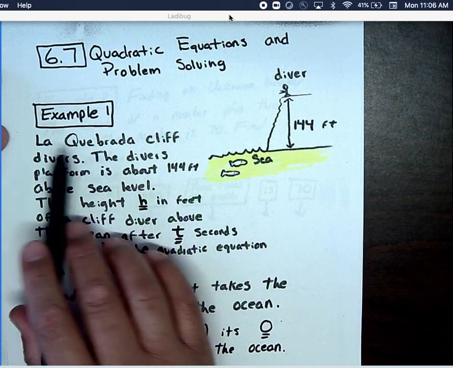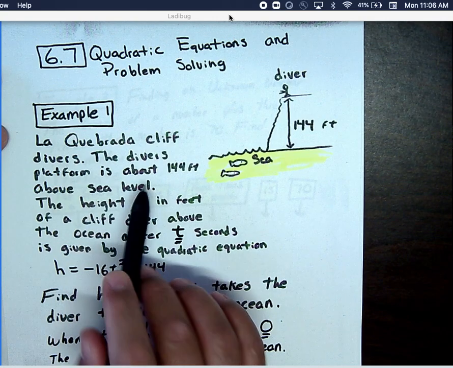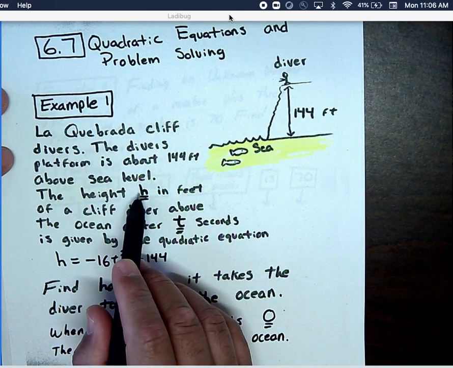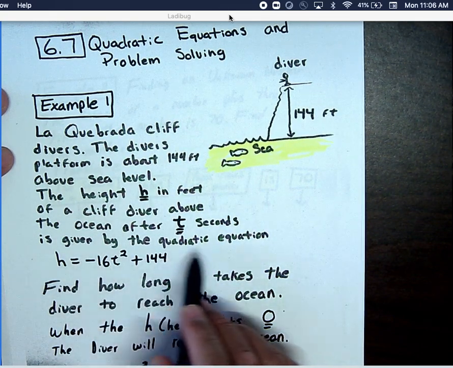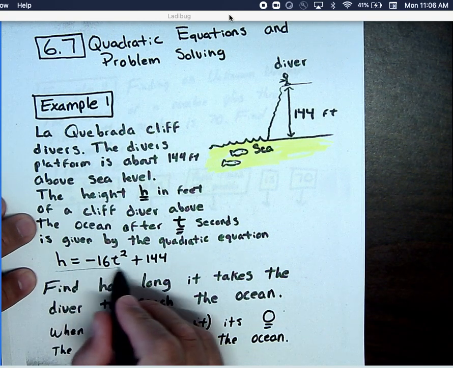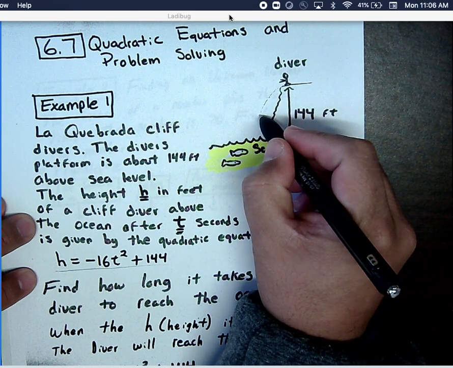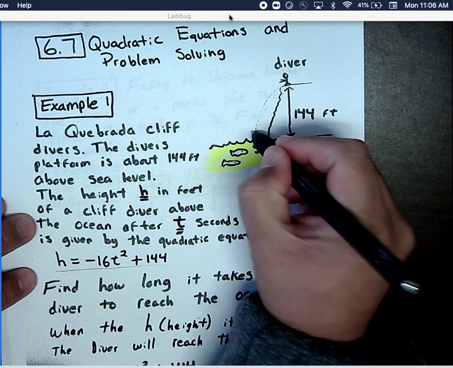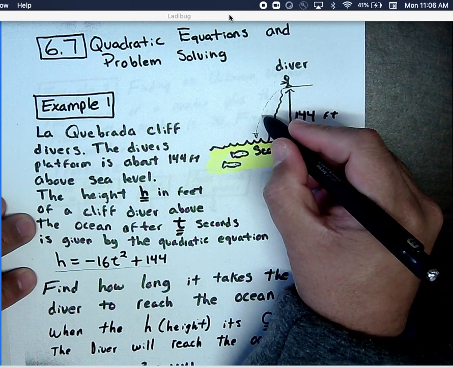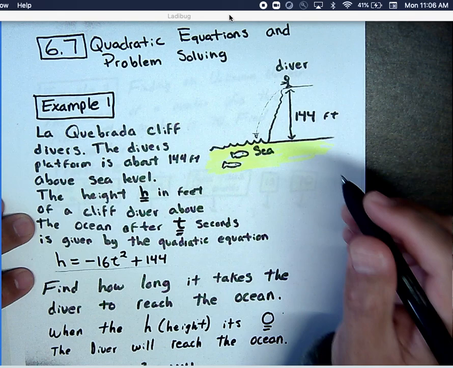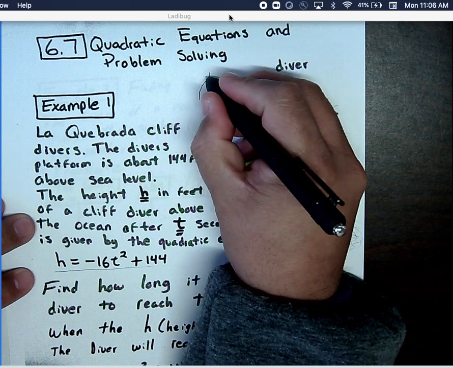And what do they want? So La Quebrada cliff divers, the divers' platform is about 144 feet above sea level. The height h in feet of the cliff diver above the ocean after t seconds is given by a quadratic equation. So they give you a quadratic equation that models the dive when the diver throws himself, right? That formula kind of models this trajectory because it's part of a parabola. A parabola is like this, so it's only giving you half of the parabola. So this half, right? This half.